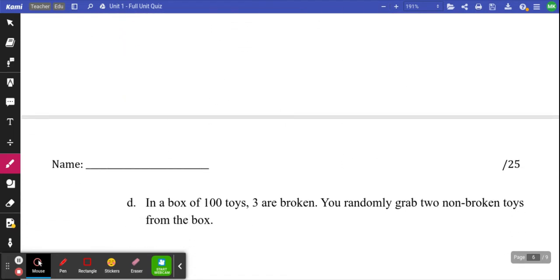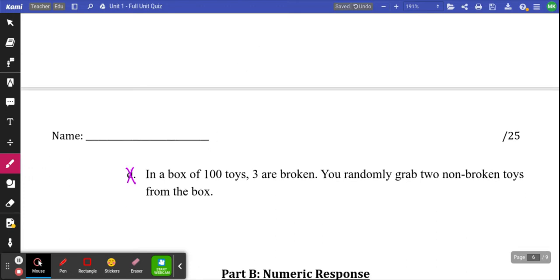And D, in a box of 100 toys, 3 are broken. You randomly grab 2 non-broken toys from the box. After you pull the first one out, the probability of pulling the second one out again would be lower because there's less non-broken toys to pull out because you already pulled one out on the first pull. Those are confusing concepts, the independent, dependent events. So I would definitely go back and maybe just study a little bit of those questions if that's tough for you.